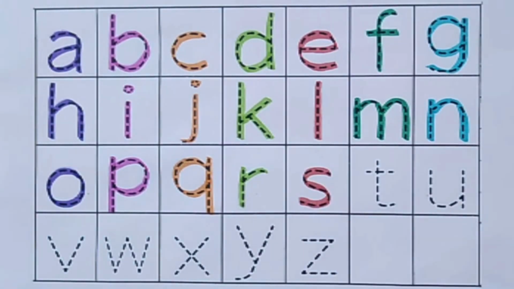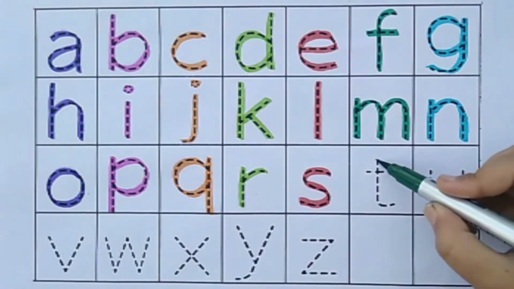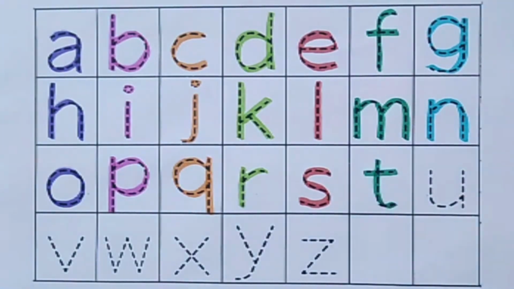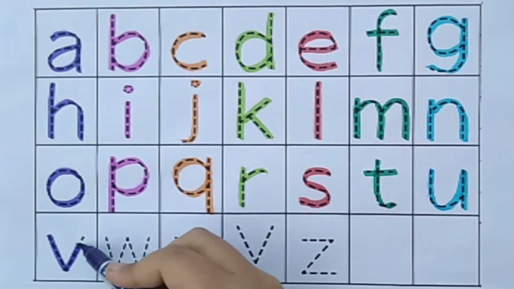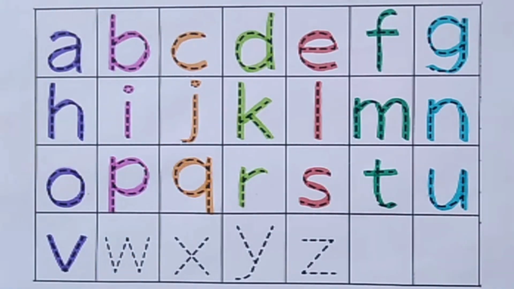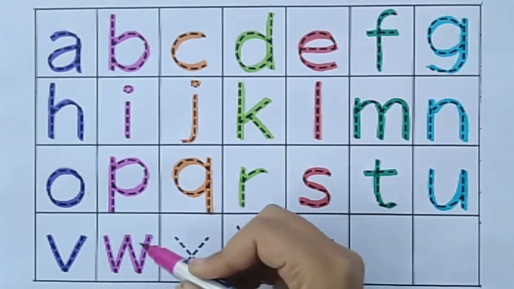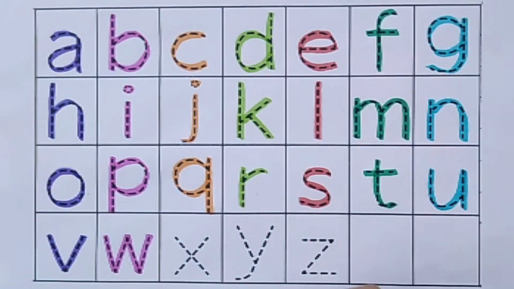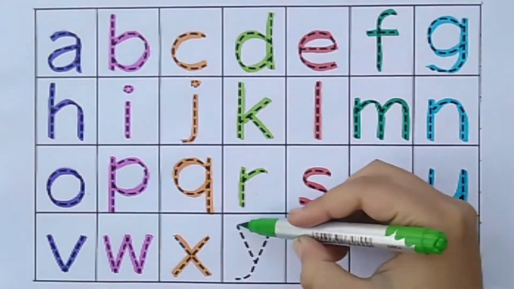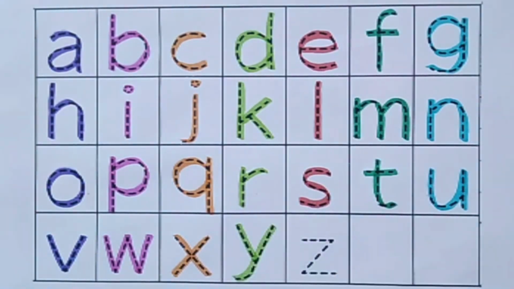S for sun. T for train. U for unicorn. V for violin. W for wrist. X for xylophone. Y for yo-yo. Z for zebra.